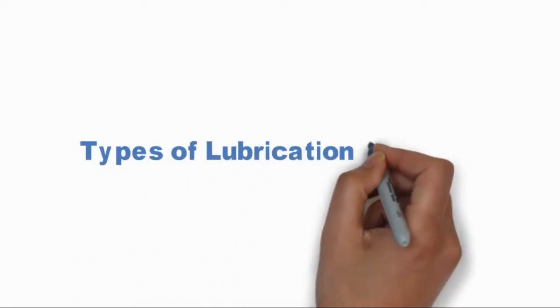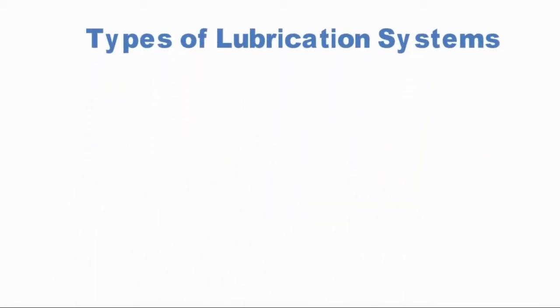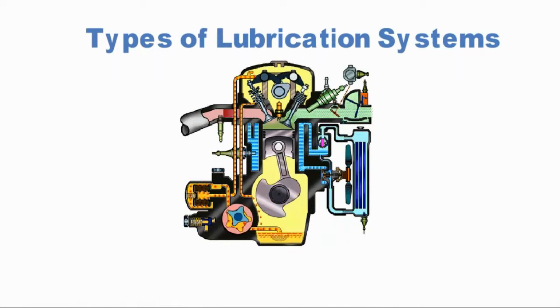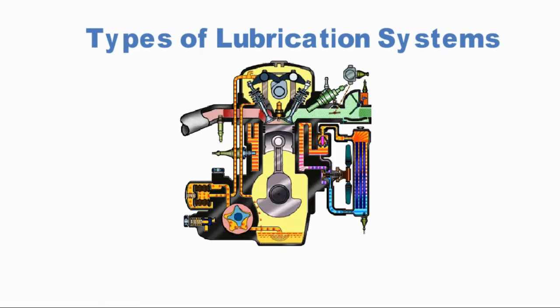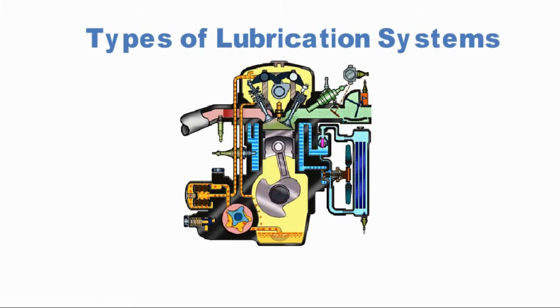Types of lubrication systems. The various lubrication systems used for lubricating the various parts of the engine are classified as: Number 1. Mist lubrication system. Number 2. Wet-sump lubrication system. Number 3. Dry-sump lubrication system.